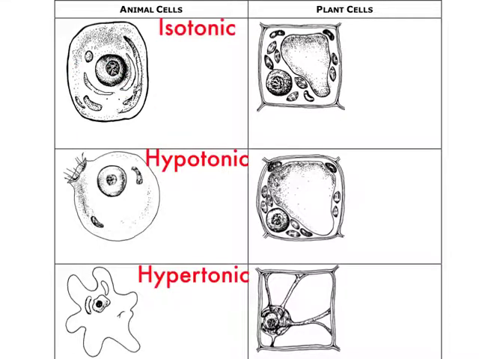However, in an isotonic solution, the water isn't really moving very much because there's equal salt concentrations on both sides. There's no high concentration or low concentration, so nothing needs to move. This is the normal state for cells. This is where animal cells want to be.